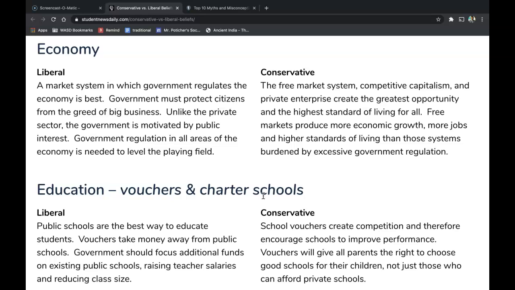Now, Republicans or conservatives, on the other hand, would say that the free market system with competitive capitalism and private enterprise creates the greatest opportunity and the highest standard of living for all. Free markets produce more economic growth and more jobs and higher standards of living than those systems burdened by excessive government regulation.